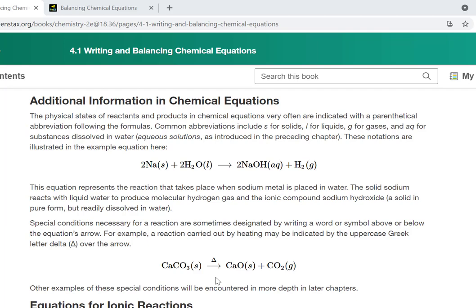So those are just a few additional things you might notice in chemical equations. And then we'll come back for the last chunk of this module in a separate video.